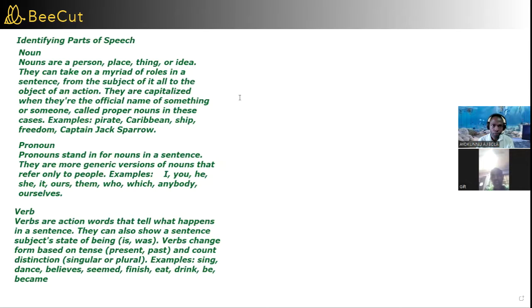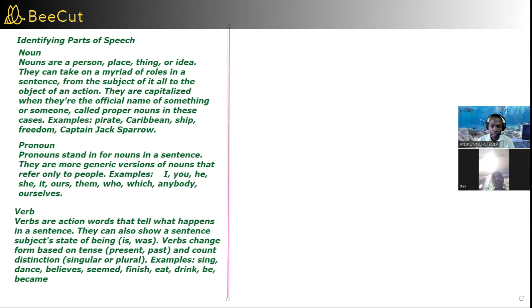So right now I'm going to show the next page. I'm going to divide this page now. So that is noun, verb, and pronoun. The next thing we have to look at here is an adjective.